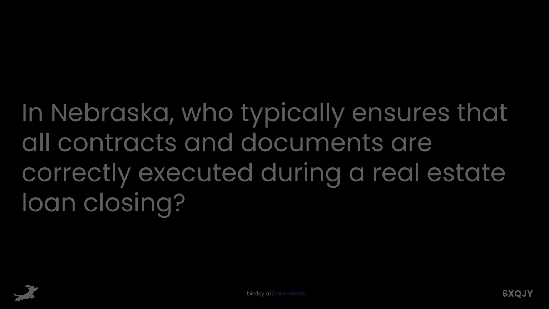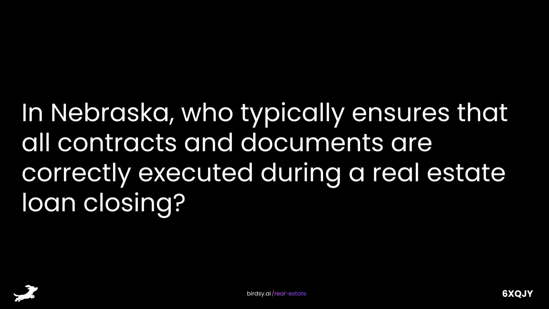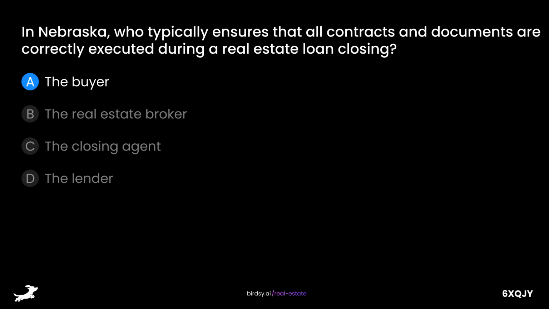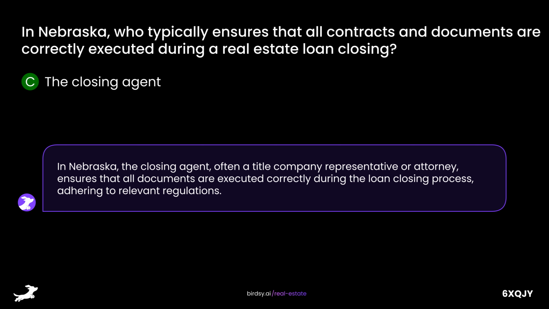Loan closing. In Nebraska, who typically ensures that all contracts and documents are correctly executed during a real estate loan closing? Is it A, the buyer, B, the real estate broker, C, the closing agent, or D, the lender? The answer is C, the closing agent. In Nebraska, the closing agent, often a title company representative or attorney, ensures that all documents are executed correctly during the loan closing process, adhering to relevant regulations.